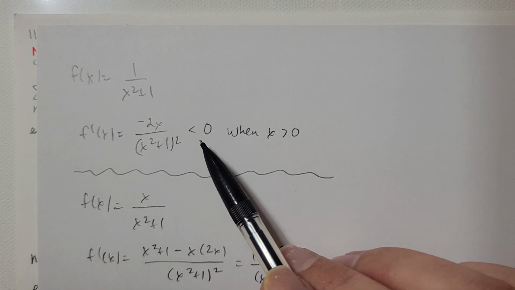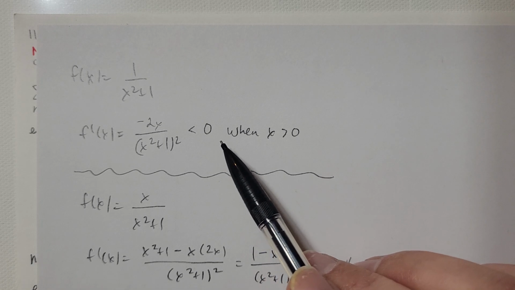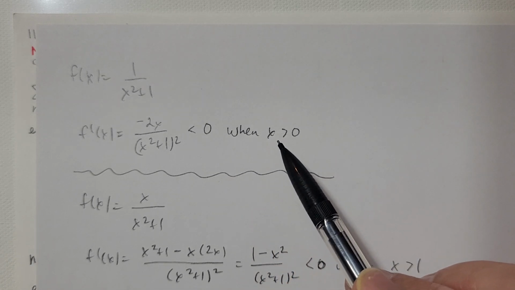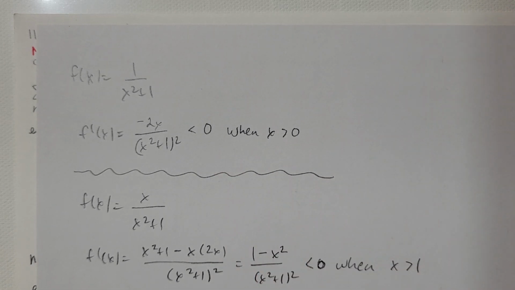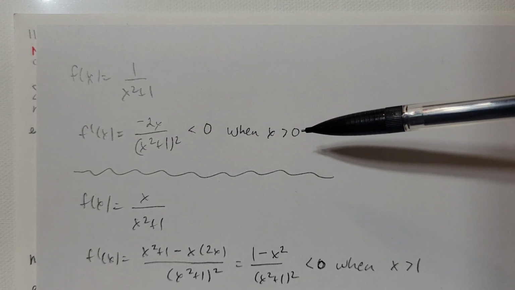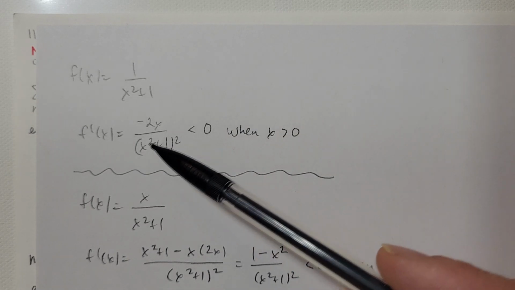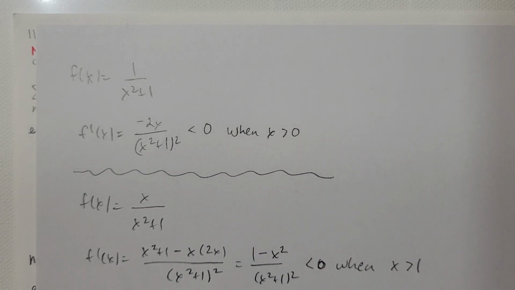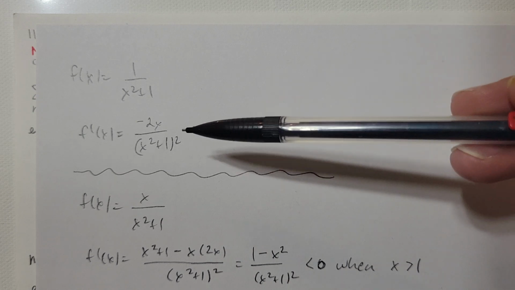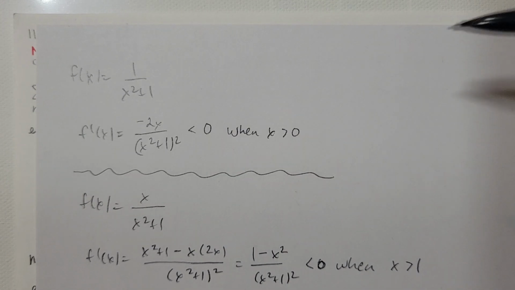Now, this is going to be less than 0 whenever the numerator is positive, right? Because the numerator is always going to be negative as long as x is a positive number, and the denominator will always be positive no matter what. So you'll have a negative divided by a positive. That's going to give you some negative result as long as x is positive.